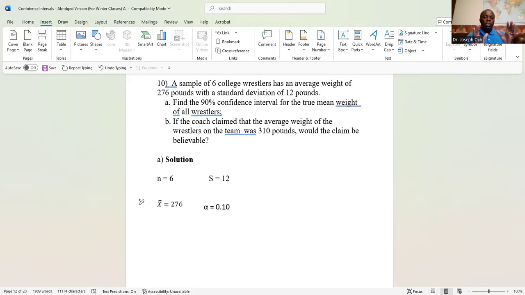So we just put all this in Excel. Let me get on my paper. N is 6. S is 12. X bar is 276. And alpha is 0.10. So let's put almost the same formula as the other one, but we use T this time, and then we're using the sample standard deviation. So I'll take you there.